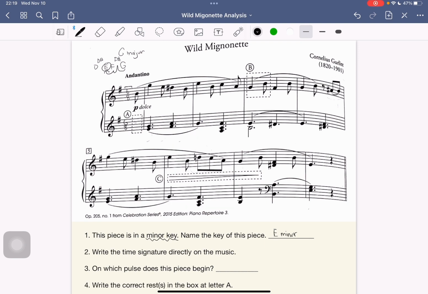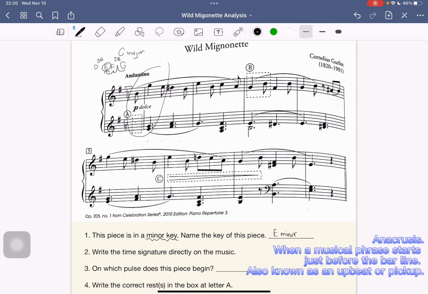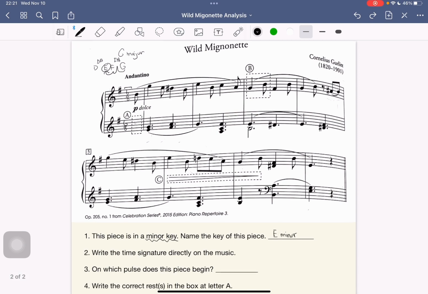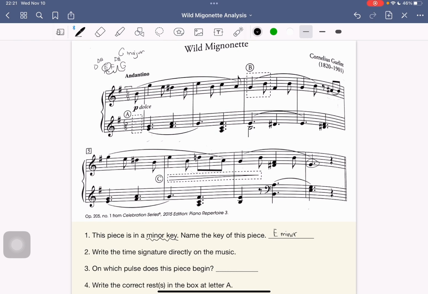On which pulse does this piece begin? To find out which pulse it begins on, we should look at the last bar first because this is a pickup, or more professionally, an anacrusis. So if we look in the last bar, we have a dotted quarter note, which is the value of 3 8th notes. And here, we have 2 more pulses because we know that 1 pulse is an 8th note, and 2 8th notes is a quarter note. So this is the 4th and 5th pulse.